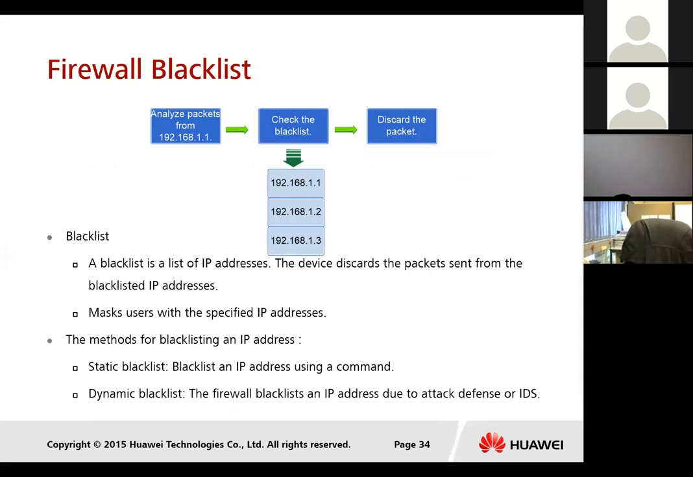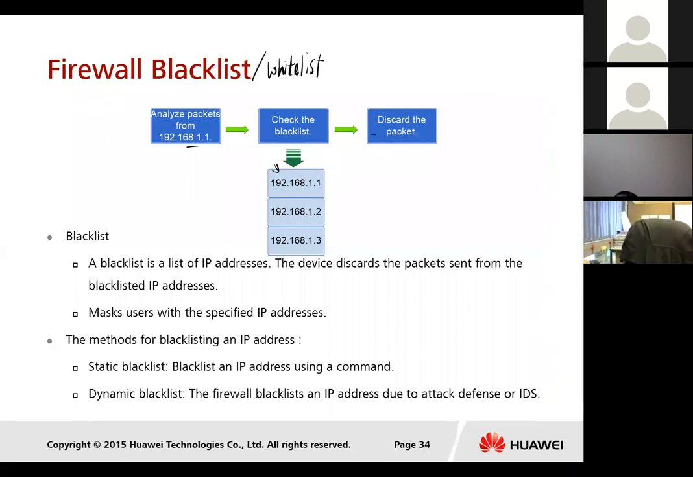And next is the firewall blacklist. So definitely when you have a blacklist, you should have a whitelist as well. Okay, not everything is just black, you should have a whitelist together as well. But let me explain the blacklist first. So when they analyze the packet from 192.168.1.1, when this address is inside my blacklist, I will not go very in depth. When I know that you are blacklisted, I will immediately just discard the packet.